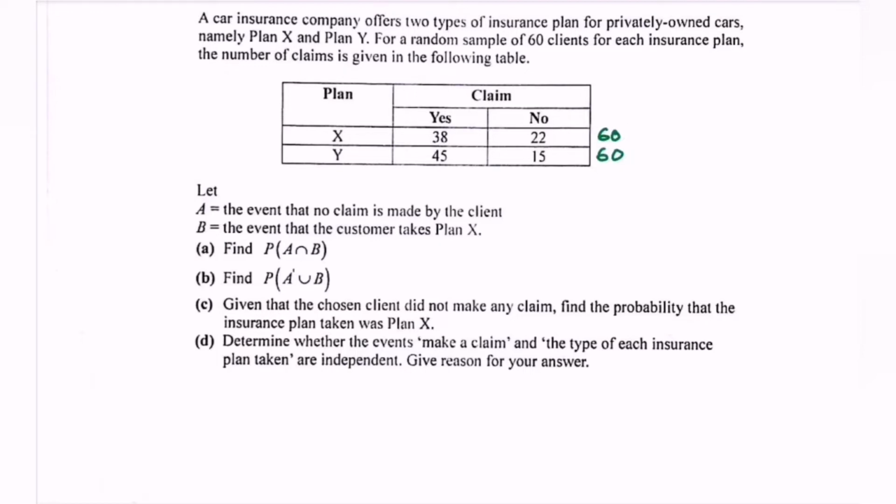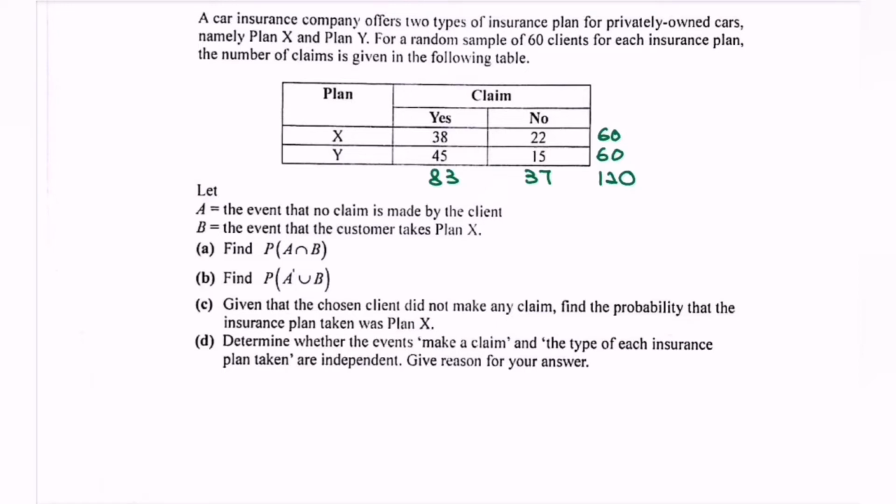So if we sum up, for the yes we have 83 and then we have 37. So in total, we will have 120. Let A be the event that no claim is made by the client. Event B, the event that the customer takes the plan X. So A, find the probability that A intersect B.